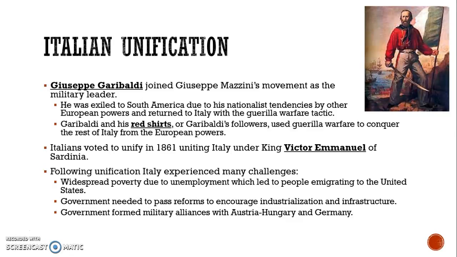Following unification, though, Italy had a couple of challenges. One, there was a lot of widespread poverty because unemployment was really high, and so a lot of Italians began immigrating to the United States. The government also needed to start passing some reforms because industrialization and infrastructure such as railroads were very low. The government also started to form military alliances with Austria Hungary and Germany.